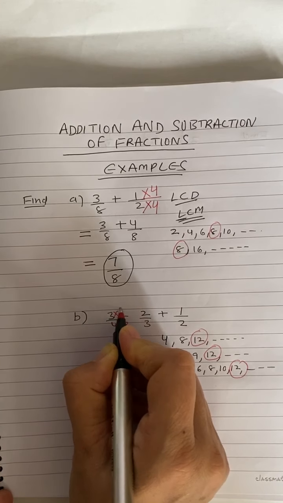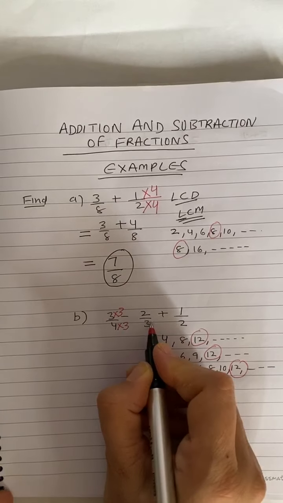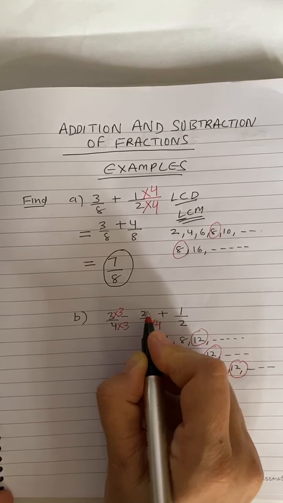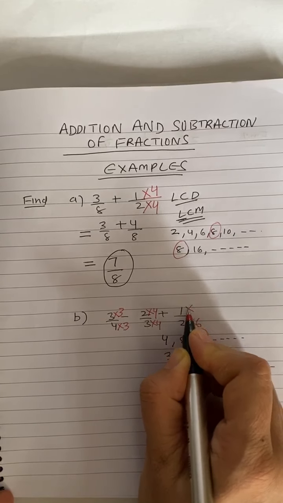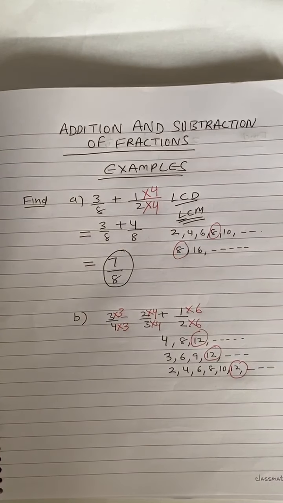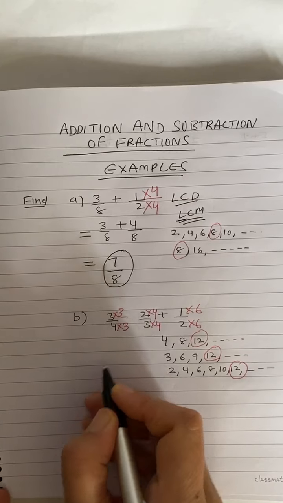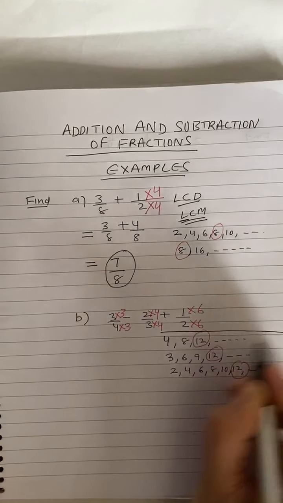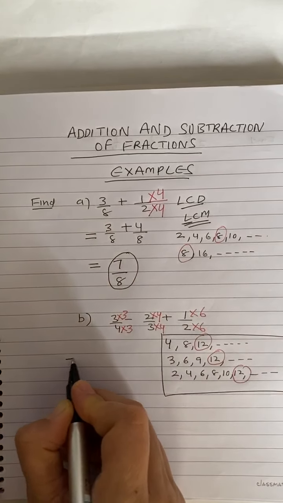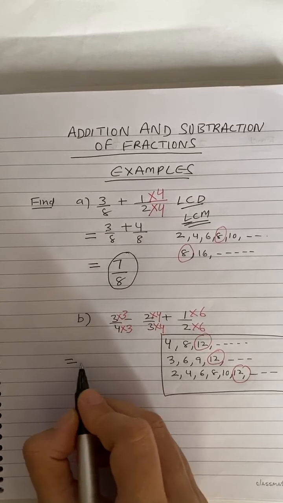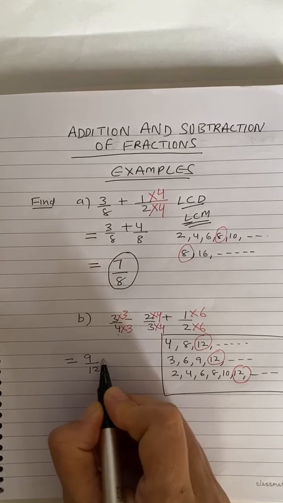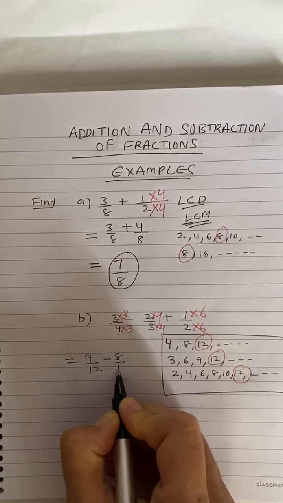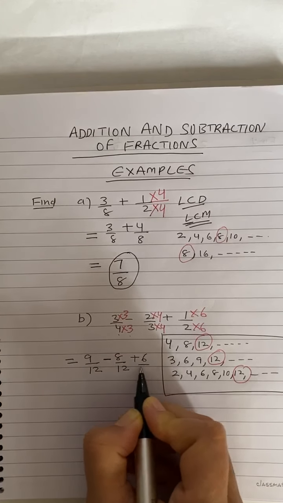And again, I need to do the same thing in the numerator. So 3 multiplied by 3 and then 2 multiplied by 4, and 1 multiplied by 6. Now I'm going to simplify this. So this is equal to 9 divided by 12, because 3 times 3 is 9 and 4 times 3 is 12, minus 8 divided by 12 plus 6 divided by 12.